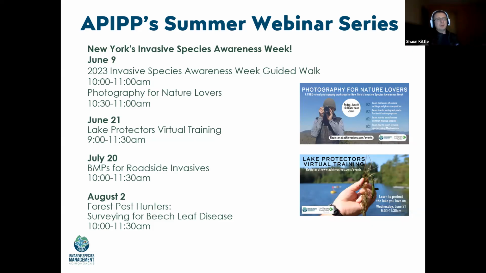Then on July 20th, we have Best Management Practices for Roadside Invasive Species. On August 2nd, we have our Forest Pest Hunters surveying for beech leaf disease. Beech leaf disease is new to the Adirondacks, so that's a really important one. We train folks how to look for beech leaf disease, and they can agree to adopt a trail and survey it.